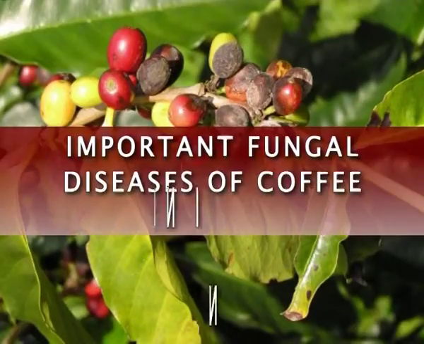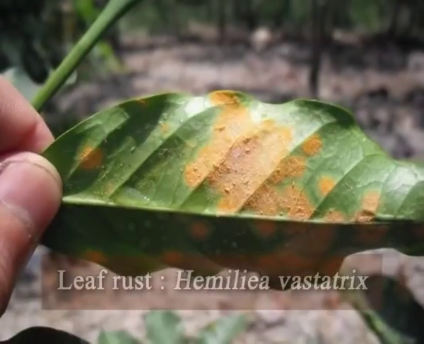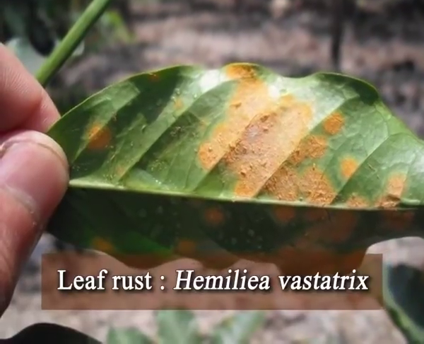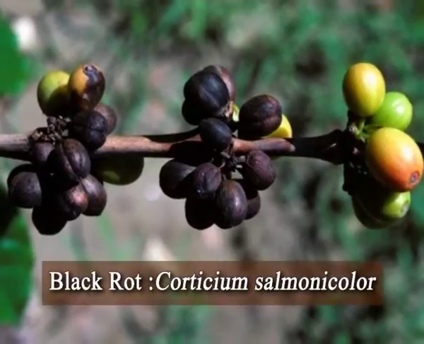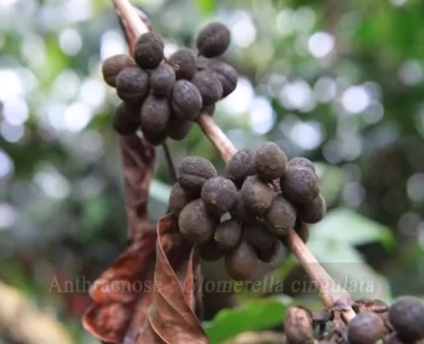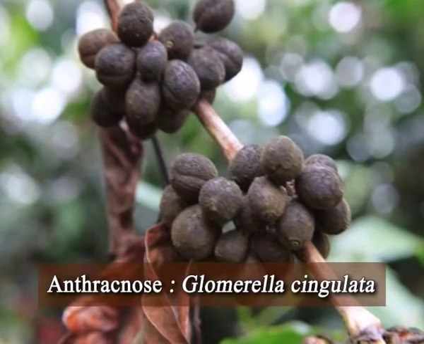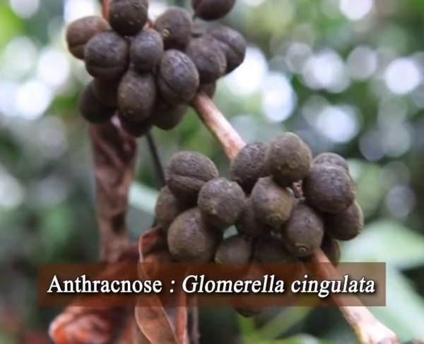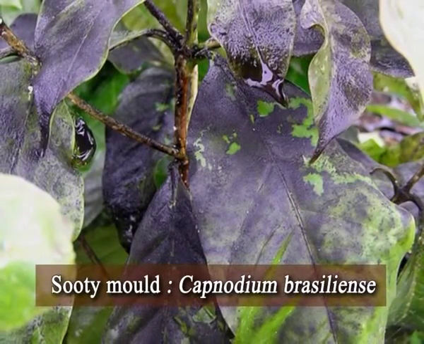So after the introduction, let's see some of the important fungal diseases of coffee in India. According to importance, the first one is the leaf rust. Leaf rust is caused by Hemileia vastatrix. Second is black rot, caused by Corticium salmonicolor. The third important disease of coffee is anthracnose, caused by Glomerella cingulata. And after that, the next important disease is sooty mold, caused by Capnodium brasiliense.